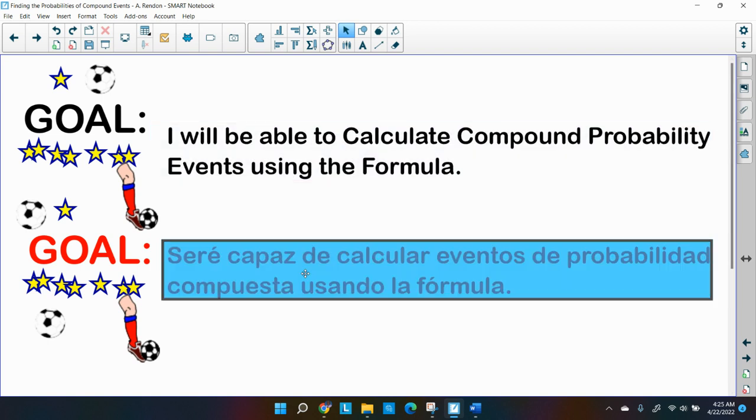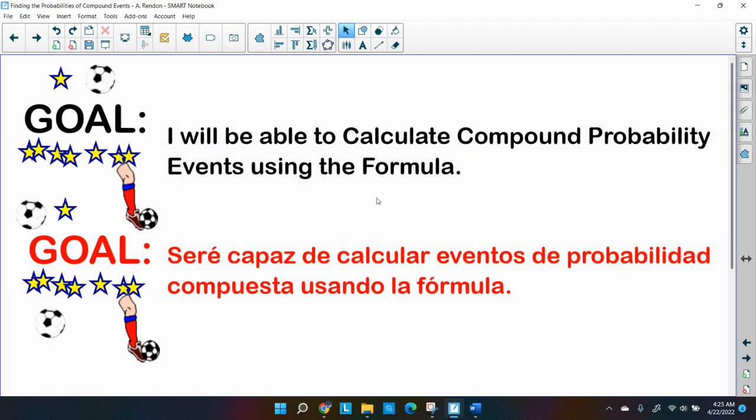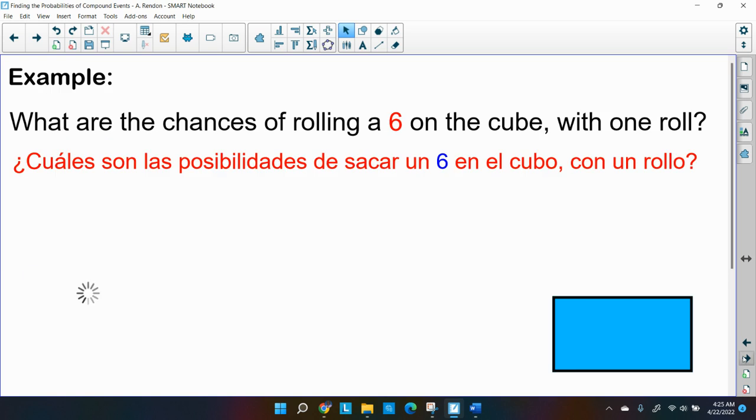Our goal is to be able to calculate compound probability events using this formula. Here's our first example. What are the chances of rolling a 6 on a cube with one roll? Here's my cube. I just rolled it. Hey, I got lucky, I got a 6 on my first roll. Let me try one more time. Oh, I didn't get lucky that time. I got a 4.